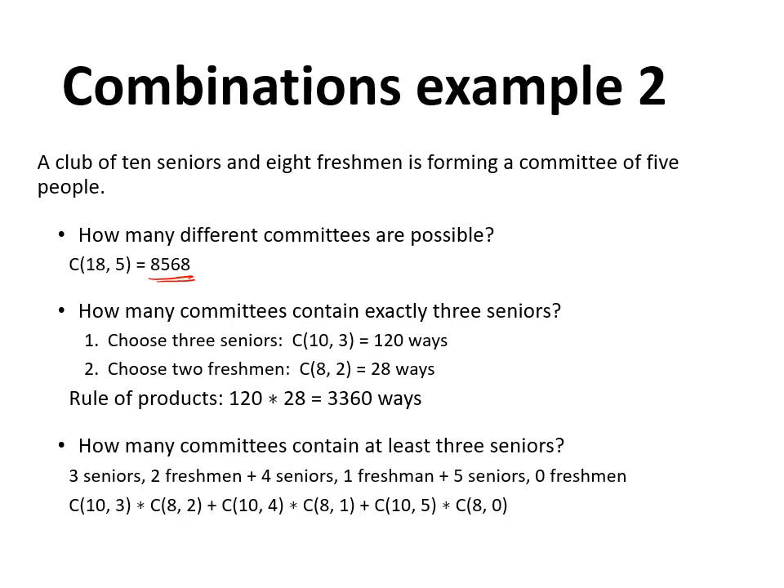Now, how many committees contain exactly 3 seniors? Well, first, we are going to choose these 3 seniors. There are 120 ways of doing that. And then we have to fill in the rest of the spaces with freshmen. There are 28 ways of doing that. And then we apply the rule of product, and we get 3,360 ways.